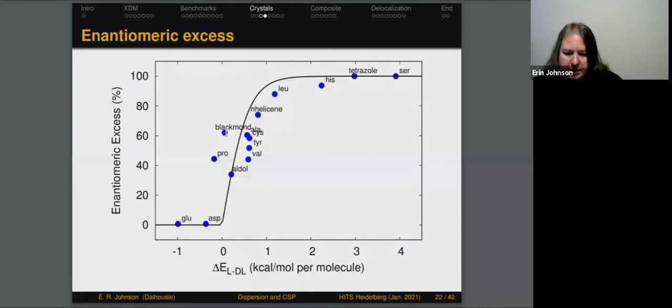So the largest error we see is for the proline amino acid, where we have an enantiomeric excess error in excess of 40%. However, this is actually a fairly small energy error, the energy error being the difference between the blue point and the black line horizontally. So we have less than a kcal per mole error in absolute energy, but that translates into 40% EE. So the clustering of the points around the line shows that our dispersion-corrected DFT is really quite good at predicting the relative energy differences between these different crystals.